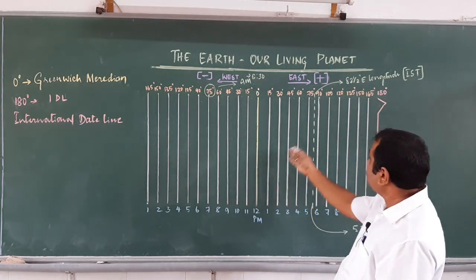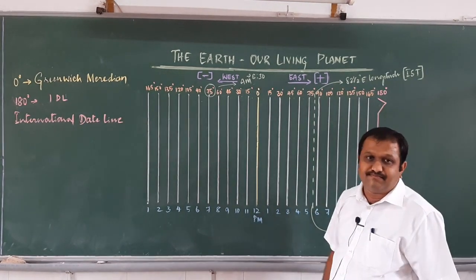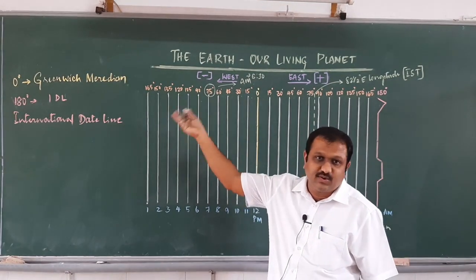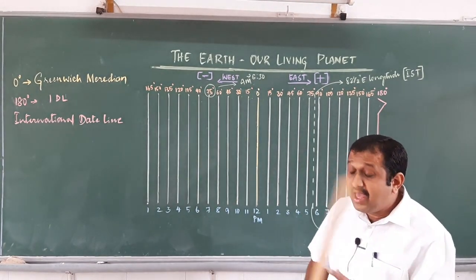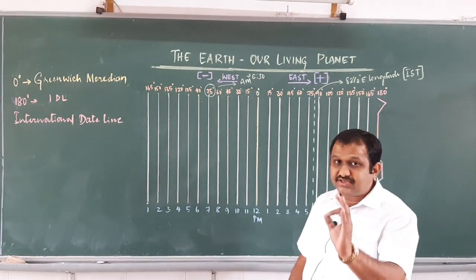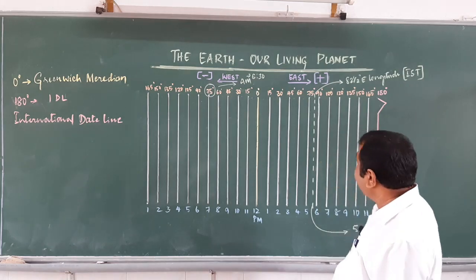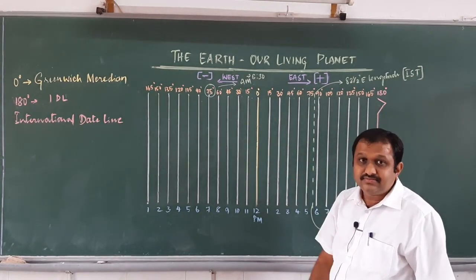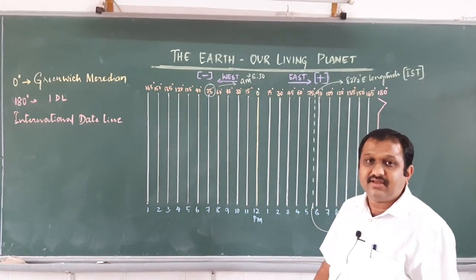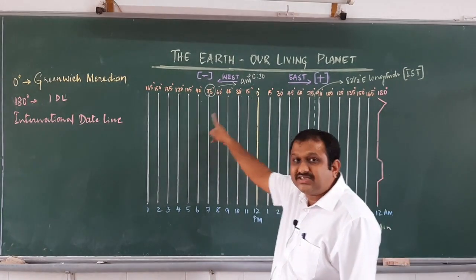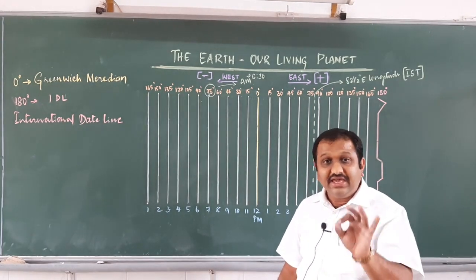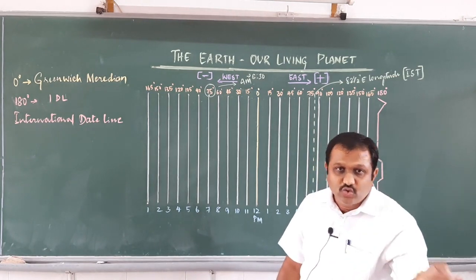If you want to go to the east, then you will go with the plus indication. Or if you want to go to the west, go with the minus indication. So therefore, listen carefully, the person who travels from east to west, he will gain a day. At the same time, the person who travels from west to east, he will lose a day. So that is what I told you, east gain and west lose.